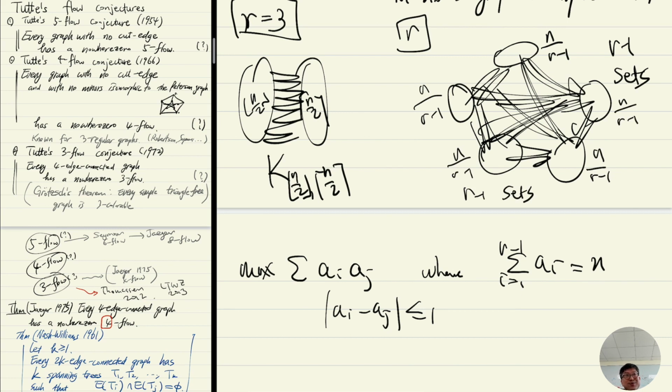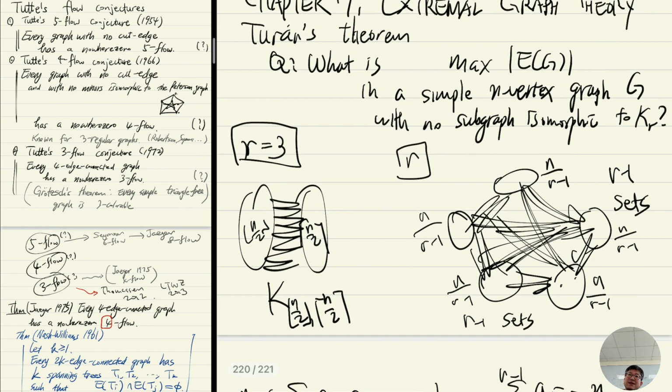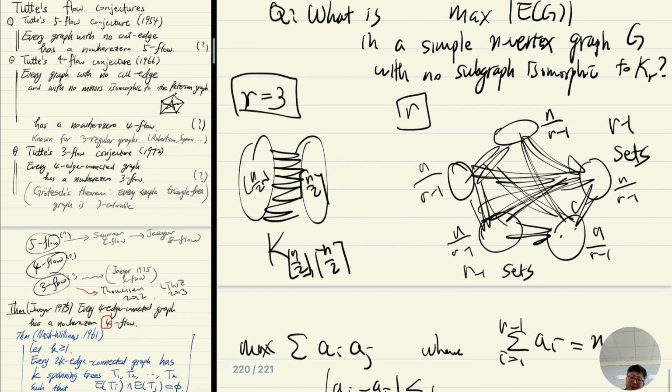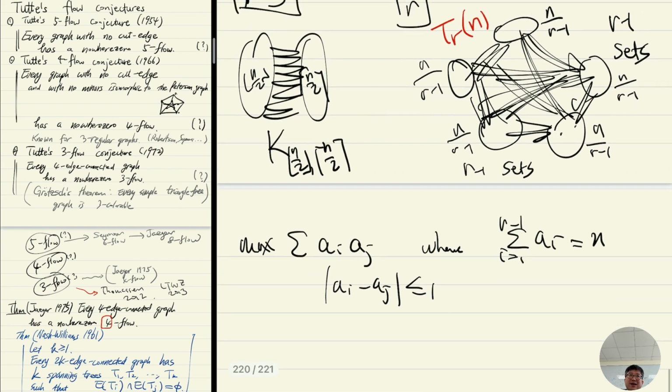So this is the example where you don't have a KR, because if you pick R vertices, then by the Pigeonhole principle, at least 2 vertices will be in the same set. Then between them, there's no edge, right? So they don't have any complete graph on R vertices. And so let's call this graph TRN. This is called the Turan graph.